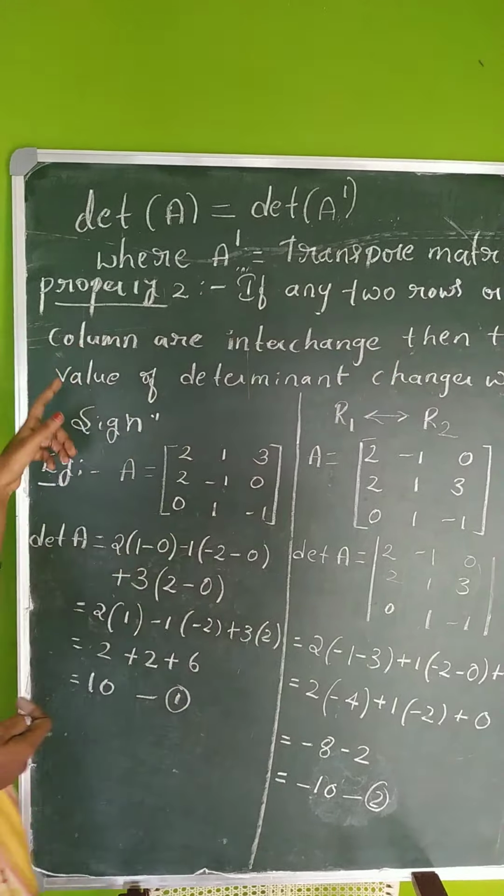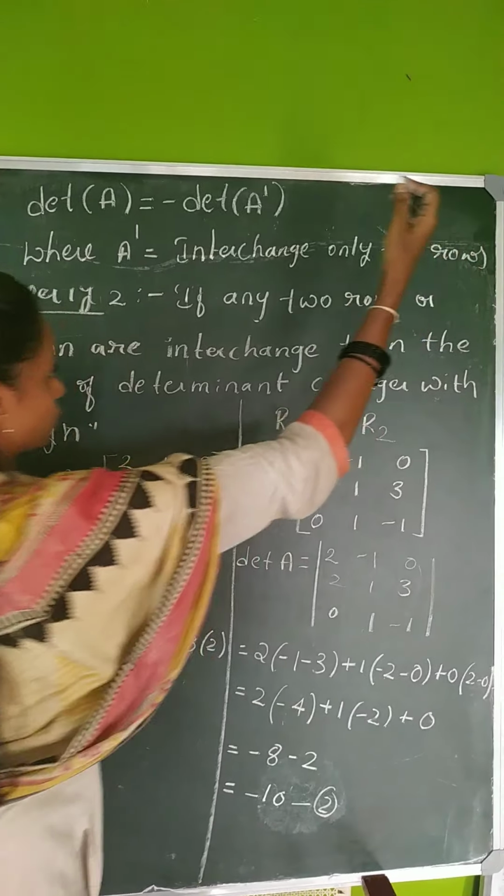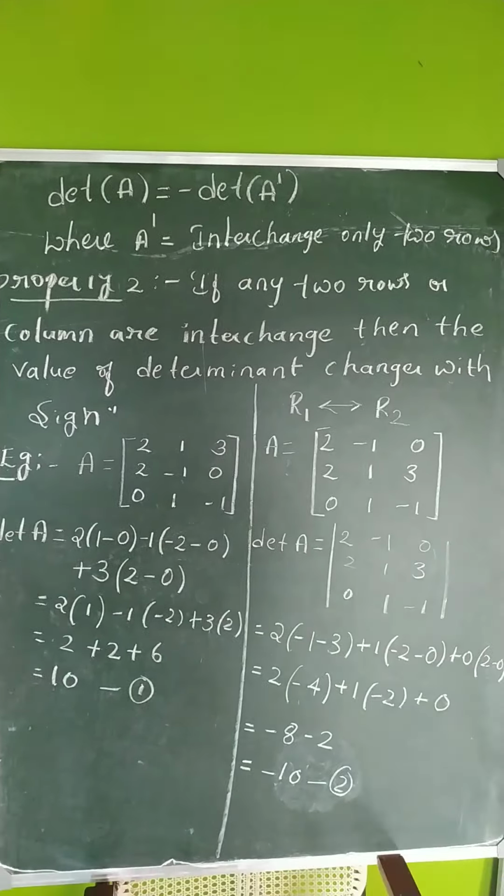So hence we can write in general the second property as determinant of A is equal to minus determinant of A dash, where A dash is only an interchange of two rows or two columns. This is the second property.